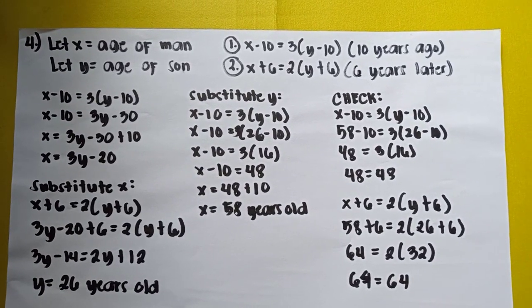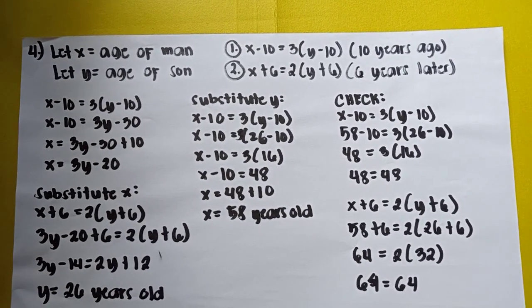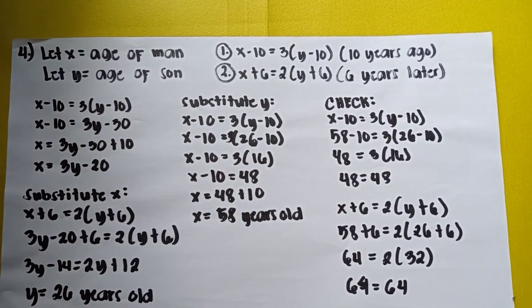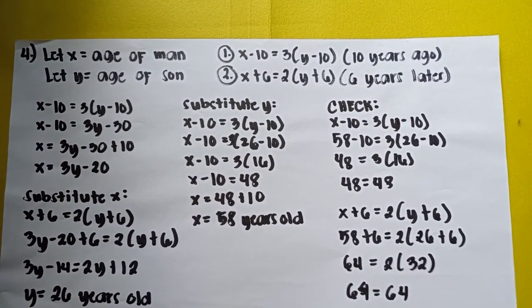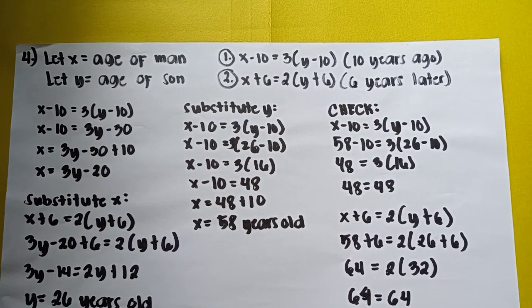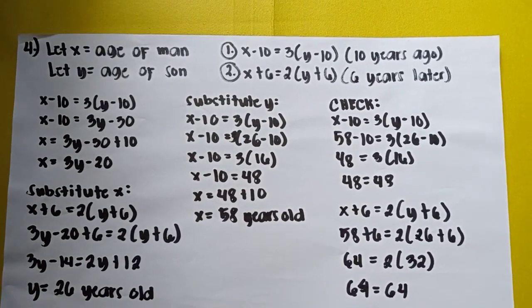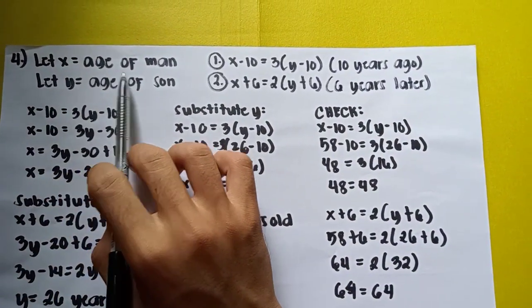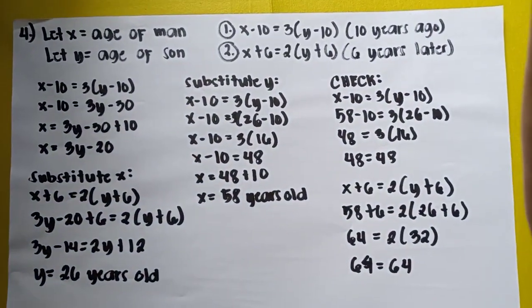Problem number 4. 10 years ago, a man was 3 times as old as his son. In 6 more years, he will be twice as old as his son. How old are they? So, let x be the age of the man and let y be the age of the son.